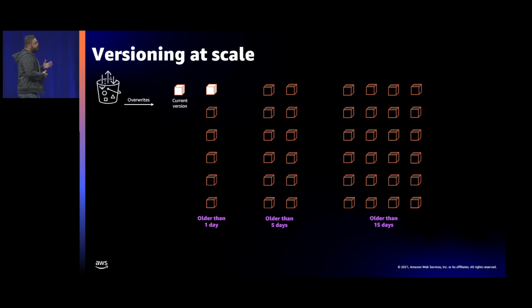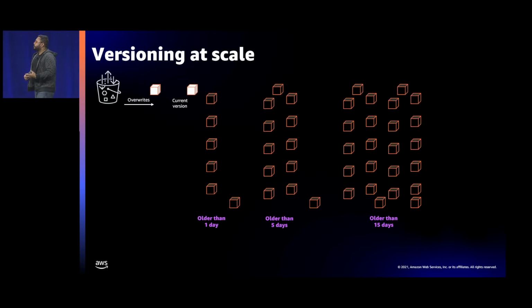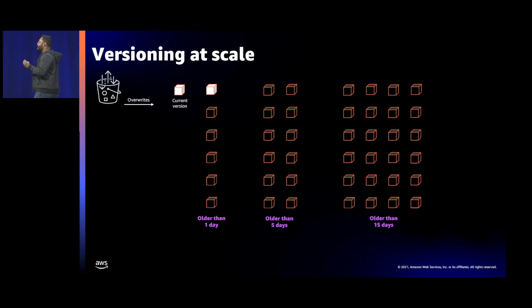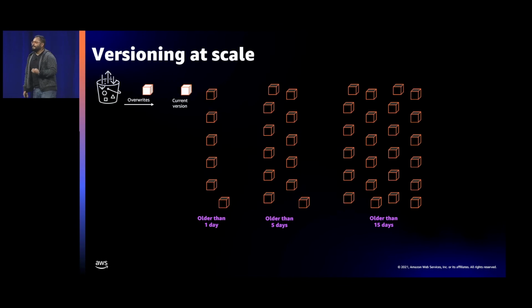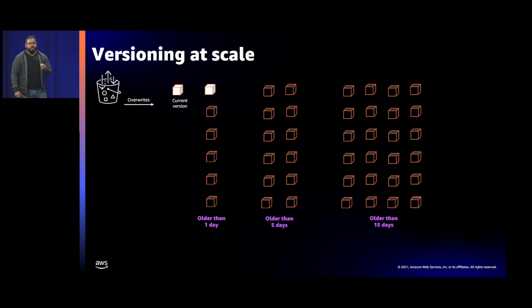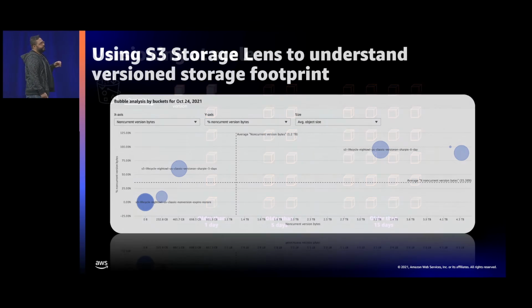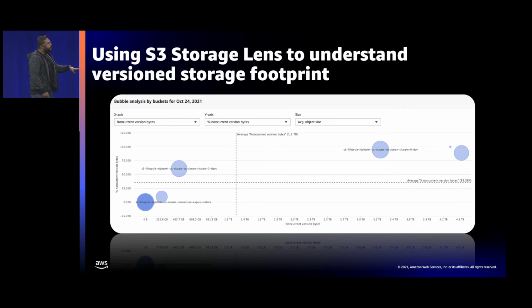One of the ways we are able to control versions is with Lifecycle. And one of the ways we generate insights and gain more visibility into our non-current versions is with S3 Storage Lens. For example, in this Storage Lens bubble chart, I have created 3 different variables to analyze. The first one is the total non-current version bytes. The second one is the percentage of non-current version bytes with respect to my total storage. And the third one is average object size.